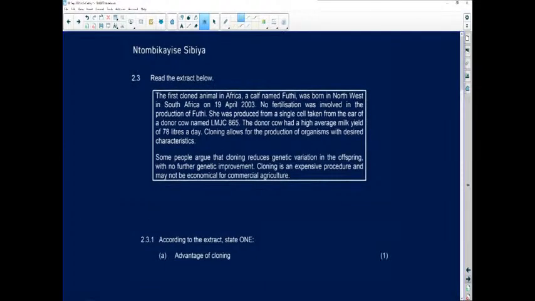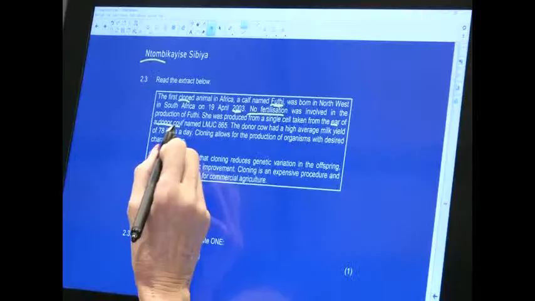Now we've got Ntombi Kayise's question here. It's about cloning. The first cloned animal in Africa. By the way, we are all very proud of Futi. Futi is a little cow, and she was born in Northwest Province in South Africa on the 19th of April 2003. No fertilization took place. Why? Because it's cloning.